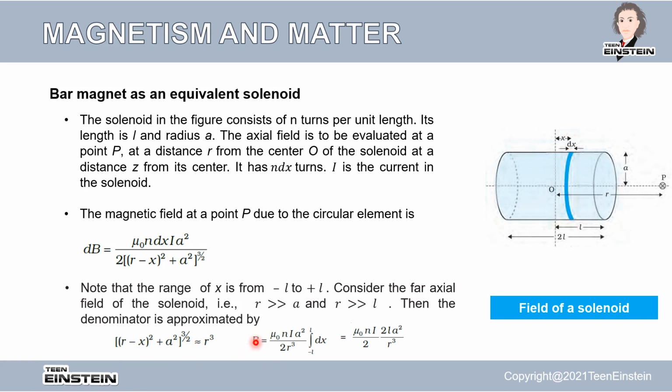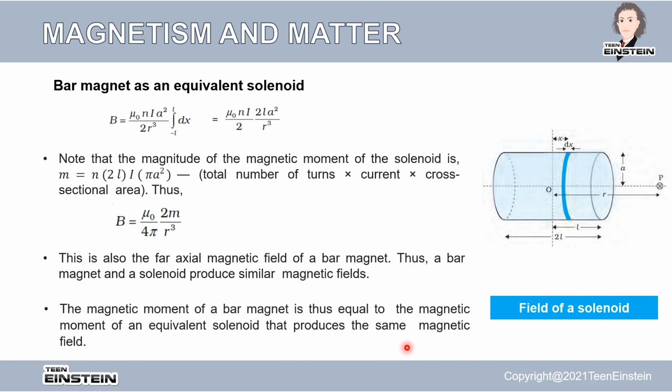Then dB becomes mu 0 n I a square divided by 2 r cube times dx. Now x varies from minus L to L, so we integrate dx from minus L to L to get the overall field. Finally we get 2L, so B equals mu 0 n I by 2, times 2L a square divided by r cube. This is the magnetic field at point P in the axial direction of the solenoid at a distance r from the center.